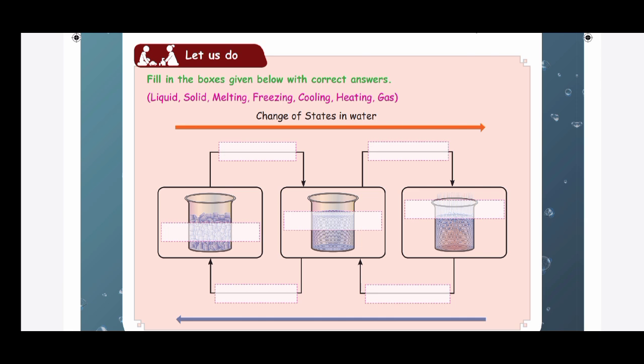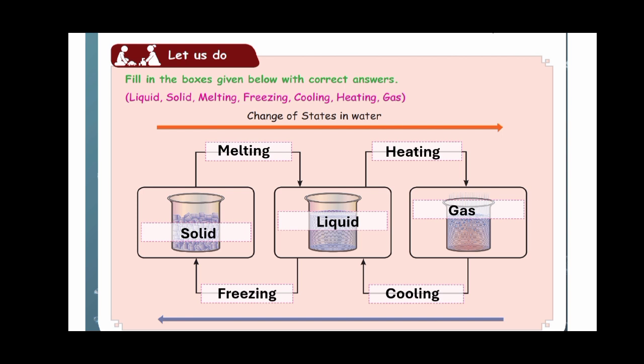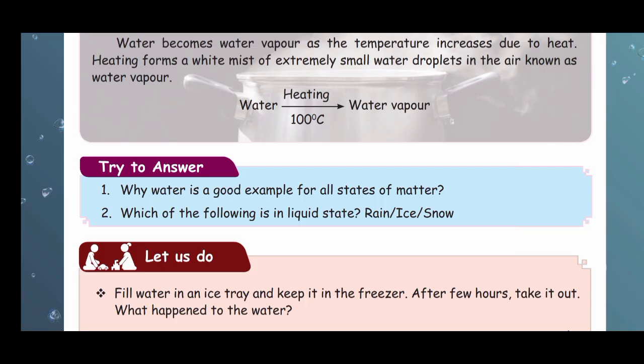When we melt ice, we will get liquid. So the first process is melting. When liquid changes to gas, it is heating. So liquid on heating becomes gas. When we freeze the liquid, it will change to ice. So it is freezing. When we cool the gas, we will get liquid. So fill the appropriate boxes correctly as shown in the image.